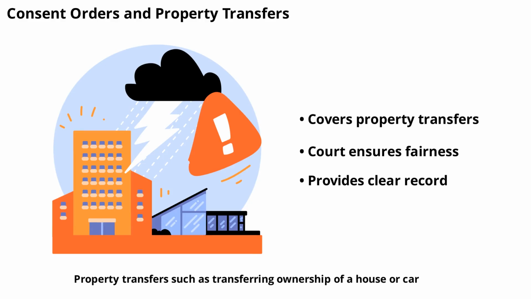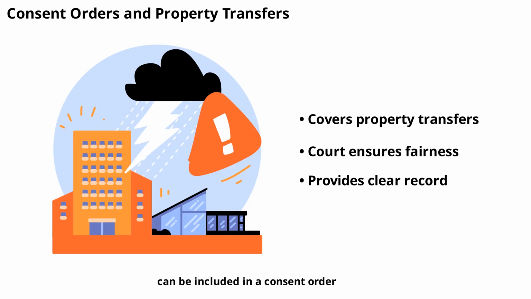Property transfers, such as transferring ownership of a house or car, can be included in a consent order. The agreement specifies who gets what, and the court ensures the transfer is fair. This helps avoid confusion and provides a clear record of the agreed terms.